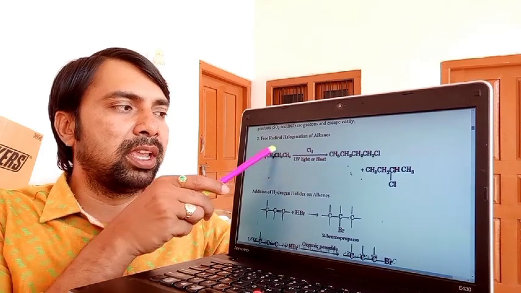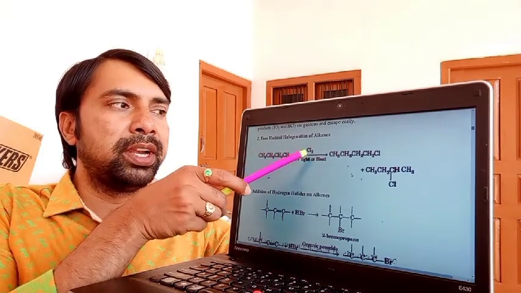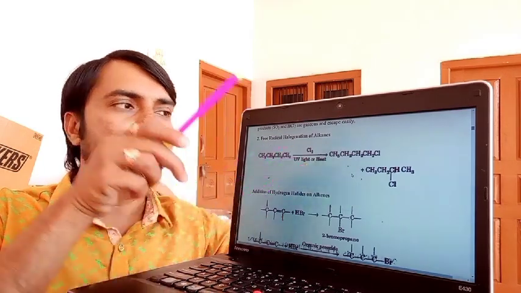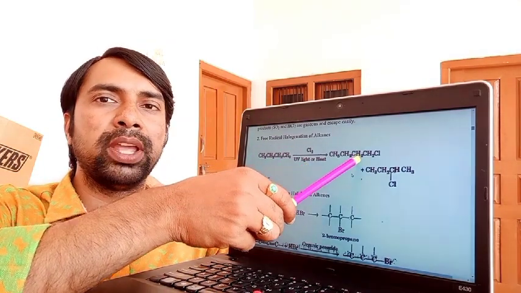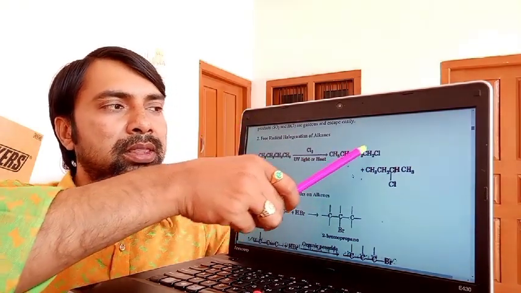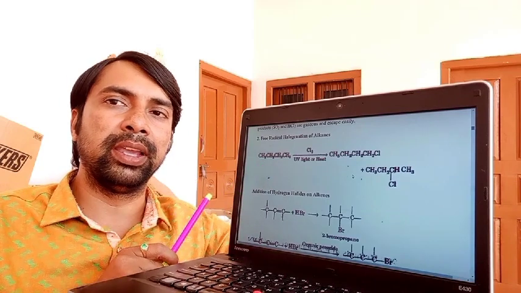For example, we are taking butane as an example. When butane is halogenated with chlorine or bromine in presence of UV light, we will get 1-chlorobutane as well as 2-chlorobutane. So these isomeric products we get when alkanes are halogenated.